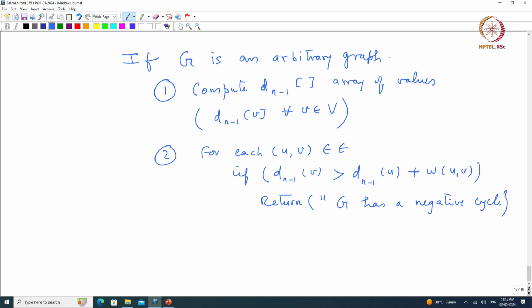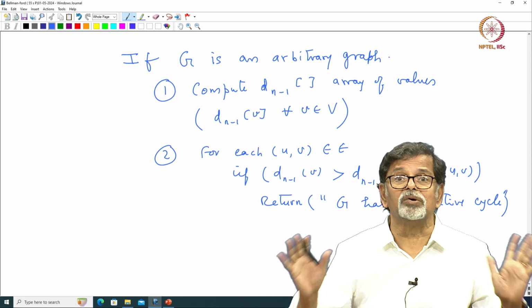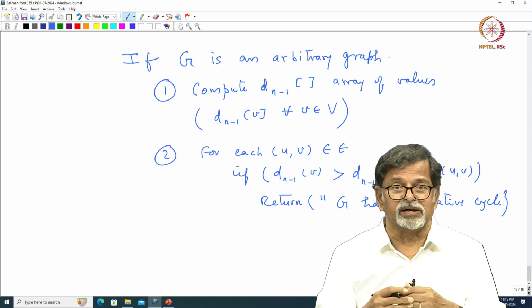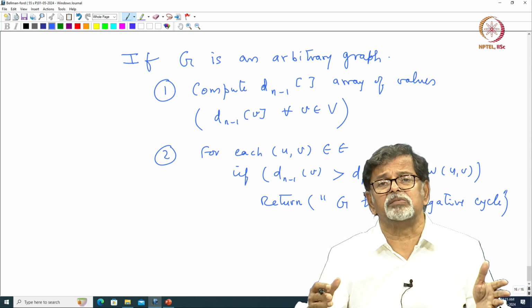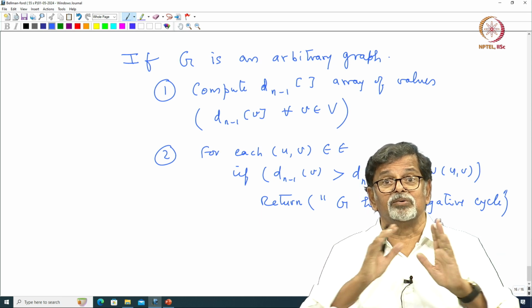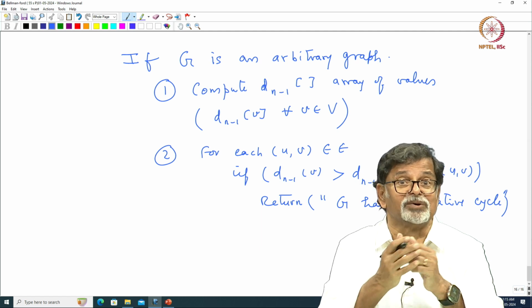If this happens even for one edge, when you encounter just one edge, you do this. So at the encountering of the first edge satisfying this condition, you terminate the program and report that G has a negative cycle. Suppose this has not happened for any edge, that means you will execute step 2, but you will not return anything, because this condition will fail. Dn minus 1 of v will be less than or equal to Dn minus 1 of u plus w for all edges. Now you know that G has no negative cycle.